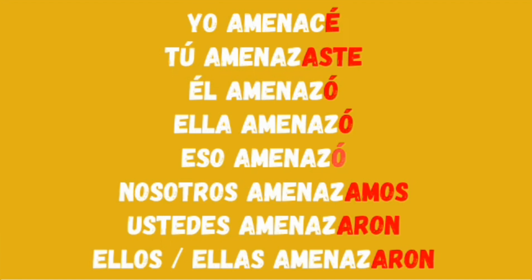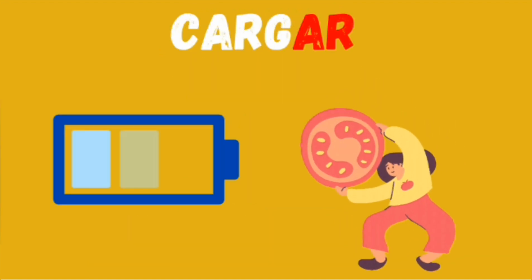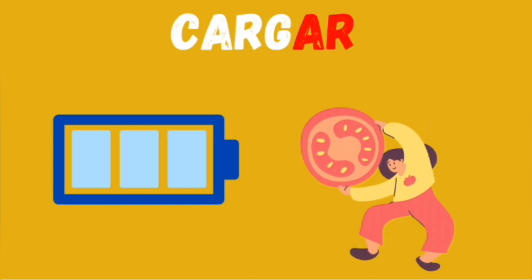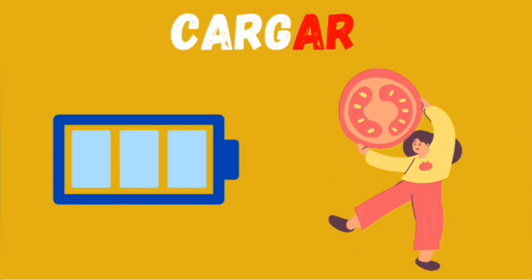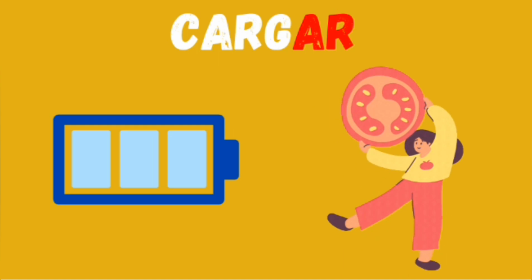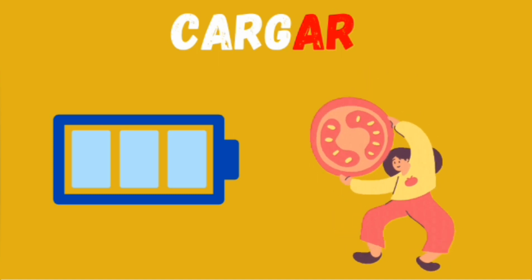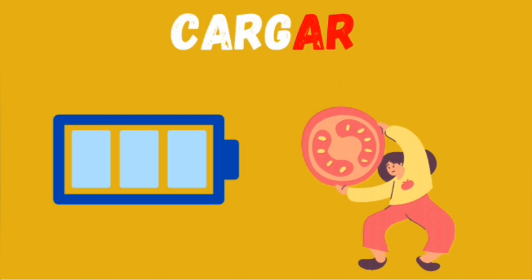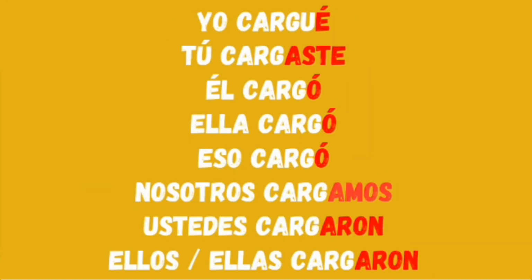Now let's go to this irregular verb, to carry or to charge. It can be to charge your phone or to carry some weight. It means cargar in Spanish. Now let's see how you have to conjugate this in the indefinite past. If you want to say I charged or I carried, you have to say yo cargué.